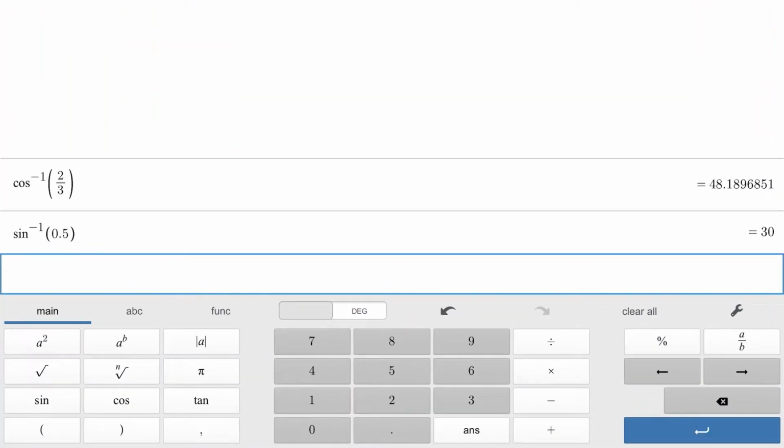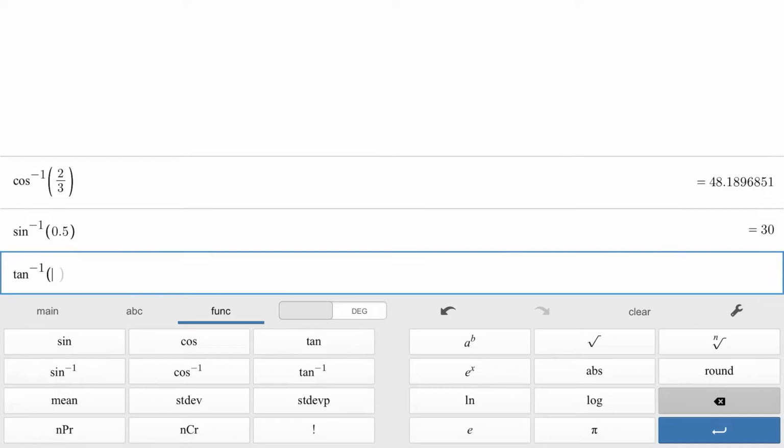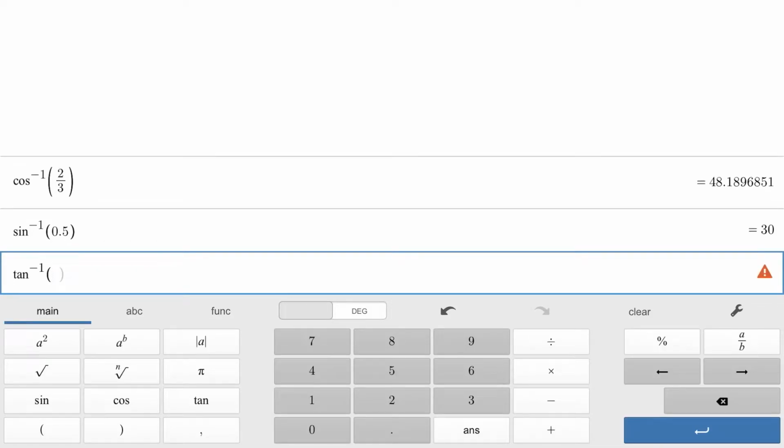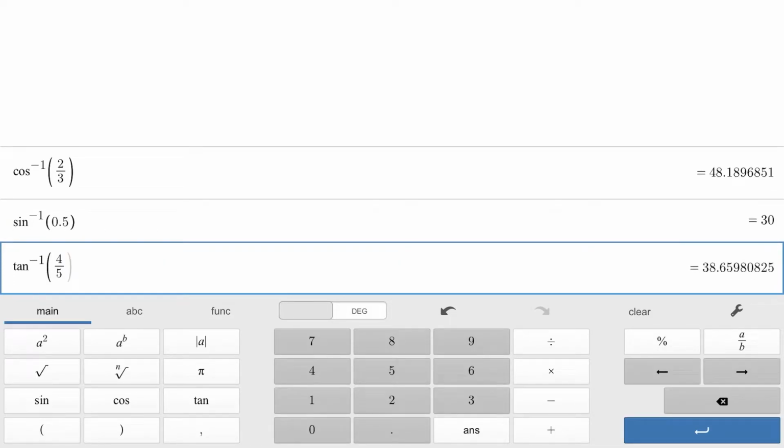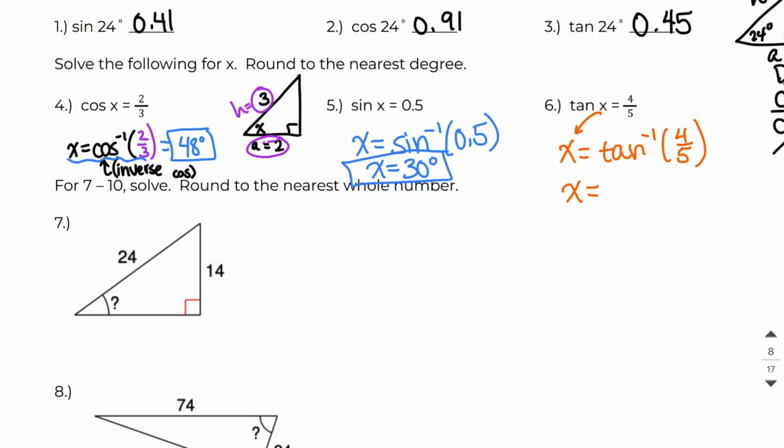Okay, so here I'm going to type that into my calculator. Again, I'm going to go to function. I'm going to do inverse tan of 4/5. And I end up getting 38.6598. Round that to the nearest whole number, I get 39 degrees. So x here will be approximately 39 degrees. And I apologize, this here should say x is approximately 48 degrees. Okay?